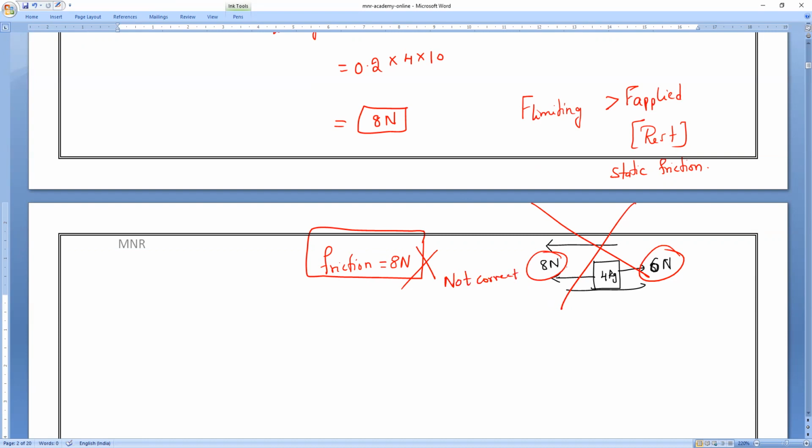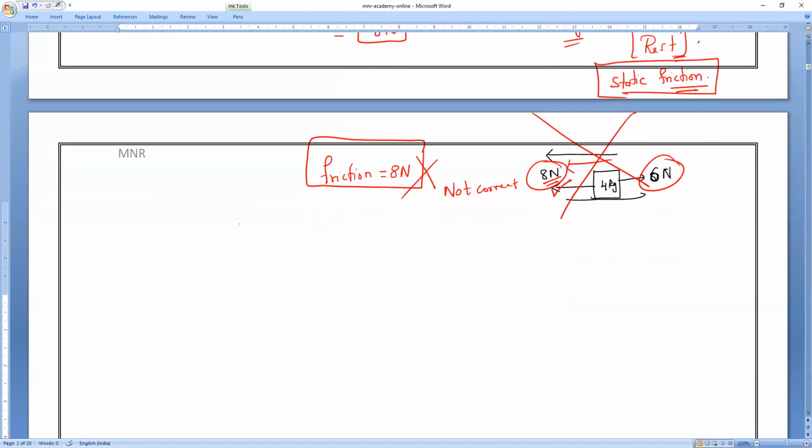If the friction is 8 newtons, what does it mean? The body started moving. But what is the statement? The F limiting is greater than the applied force, which means it is static friction. Static friction means the body must be at rest. If you mention the friction is 8 newtons, then is your answer right or wrong? Wrong.